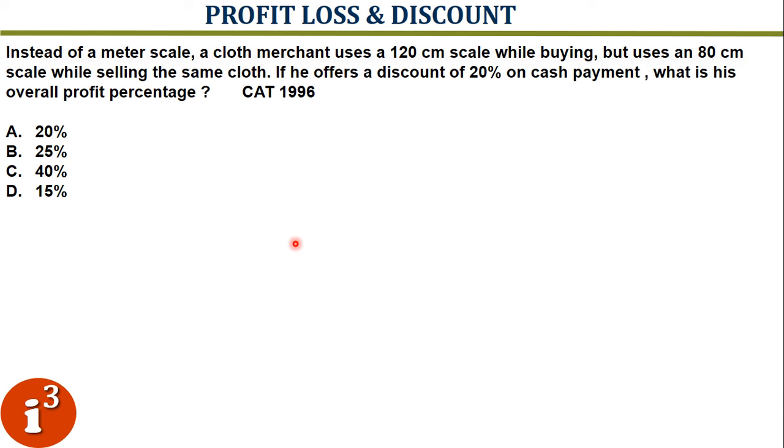Now let's see this question. This is a question of CAT 1996. Instead of a meter scale, a cloth merchant uses a 120 centimeter scale while buying. Generally we assume a meter scale to be 1 meter, that is 100 centimeter. Instead of a meter scale, a cloth merchant uses a 120 centimeter scale while buying, but uses an 80 centimeter scale while selling the same cloth. If he offers a discount of 20% on cash payment, what is his overall profit percentage?